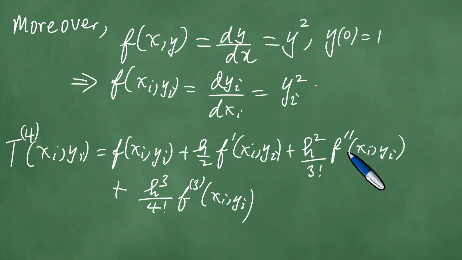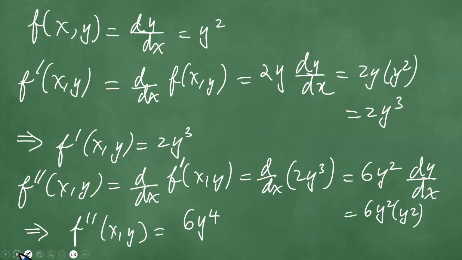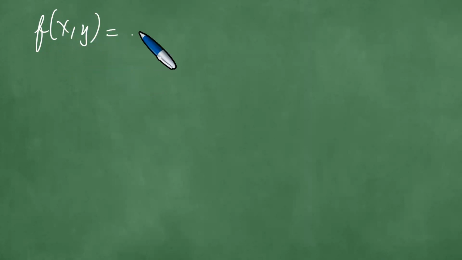So we need the first derivative, the second, and then we shall stop at the third one. All right, let's look at the third derivative. So what is the third derivative? We have f(x,y), which equals dy/dx, which is y squared.